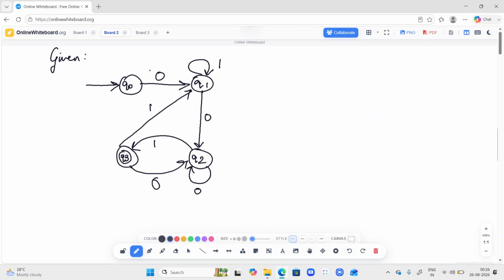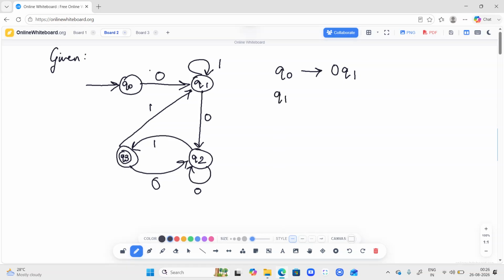Suppose this is the DFA diagram given to you. Let's write the grammar or the production rules for the given DFA. There are four states Q0, Q1, Q2 and Q3. Let's start with Q0. Q0 reaches state Q1 on 0. So Q0 on 0 goes to Q1. There are no other productions starting from Q0, so this is the only one.